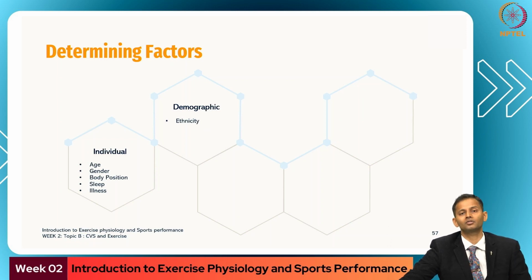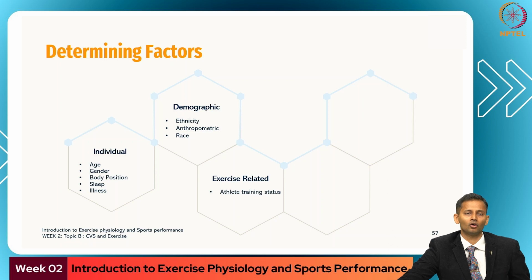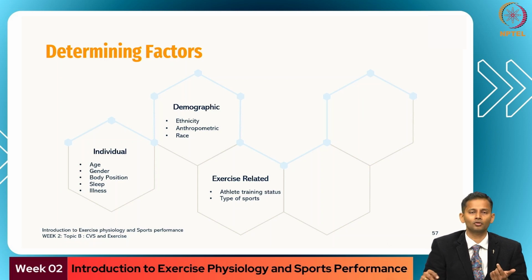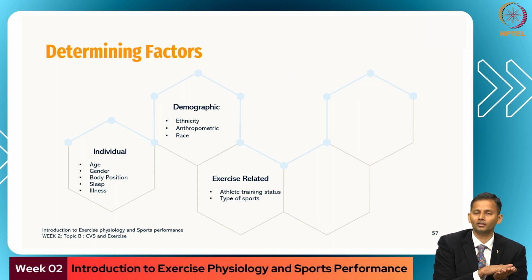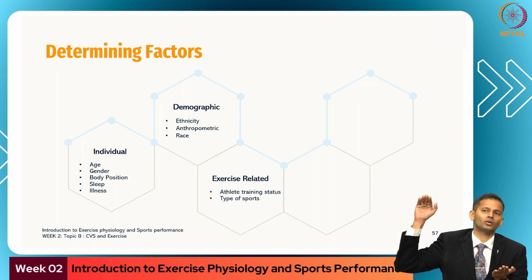Demographic features that one needs to pay attention to are the ethnicity and anthropometric changes with respect to body size, because body size will determine the volume as well as the cardiac output. Race is also one of the important factors because of which there is change in various cardiovascular parameters. Coming to the exercise-related factors, the training status of the athlete per se: there will be a lot of difference between one who is not trained, one who has started training, and one who is well trained.